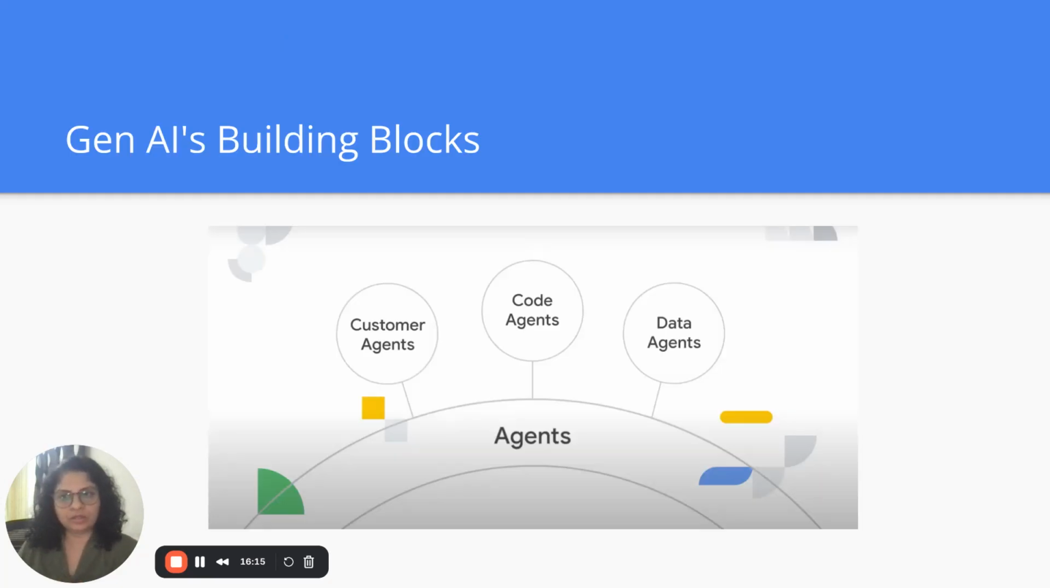So depending upon the agents, depending upon the goals, we have different types of agents like customer agents, code agents, and data agents. When we say the customer agent, it has a specific goal and it will complete that goal. When we say the code agent, it has some goal and it will give me the solution until the goal is achieved. The same goes with the data agents.